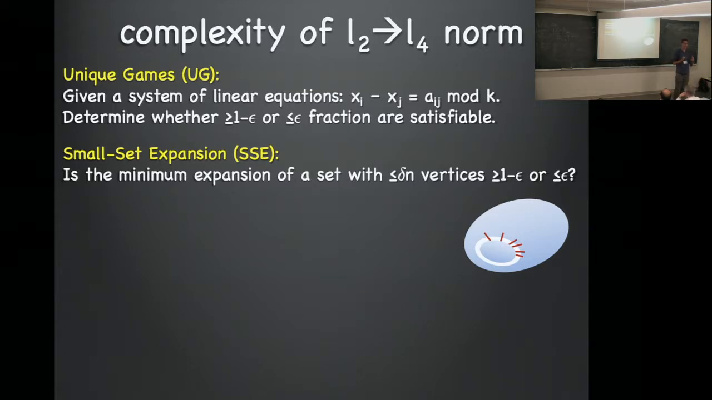What is the unique games conjecture? One version of it that I think captures the main idea is, suppose I have a bunch of linear equations mod k. It could even be in two variables, so xi minus xj is equal to something mod k. It's easy to check whether these are all satisfiable or not. I can just do linear algebra in this finite field. Let's say k is prime. But suppose I want to distinguish the case that 99% of these equations are satisfiable, or no more than 1% of the equations are satisfiable.